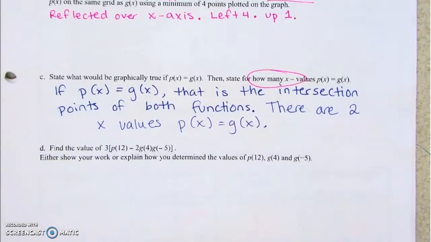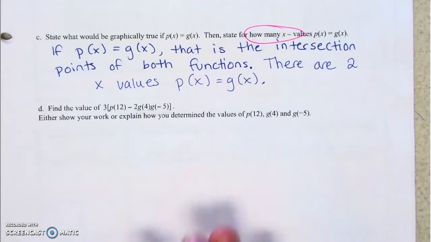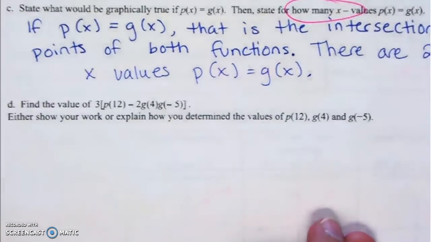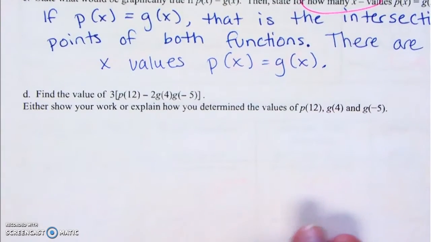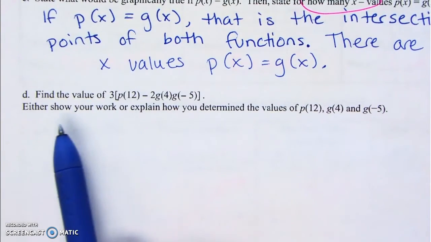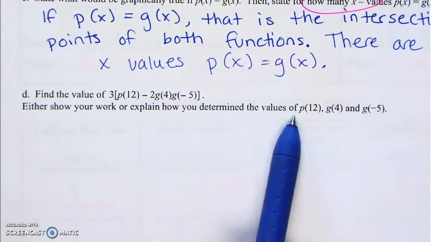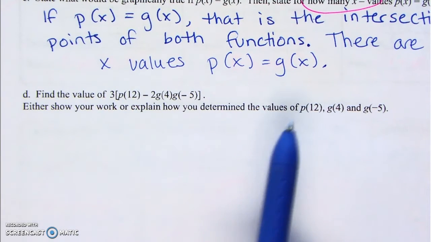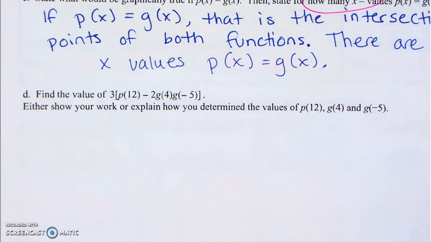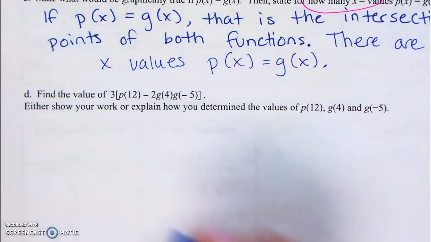Okay, D, find the value of 3 times p of 12 minus 2 times g of 4 times g of negative 5. Wow, okay. Either show your work or explain how you determined these values. So, you guys, what I'm going to do first is find those values just at the top before I plug them into this. Do you guys get how this is all review? Yeah, it kind of took everything from the last 5 lessons and put it into one. So none of this should be super hard. It just should be kind of nod your head review.